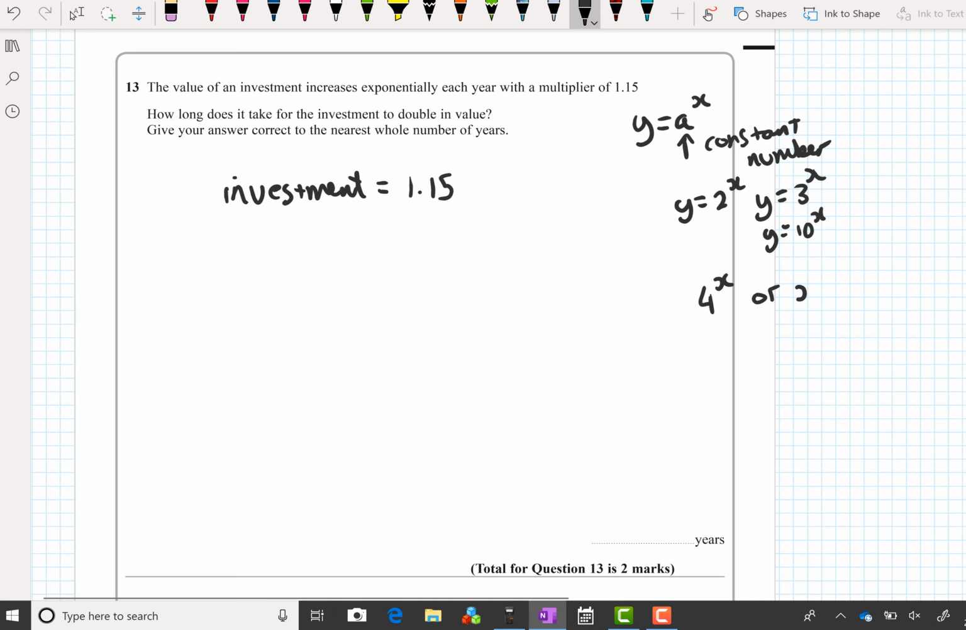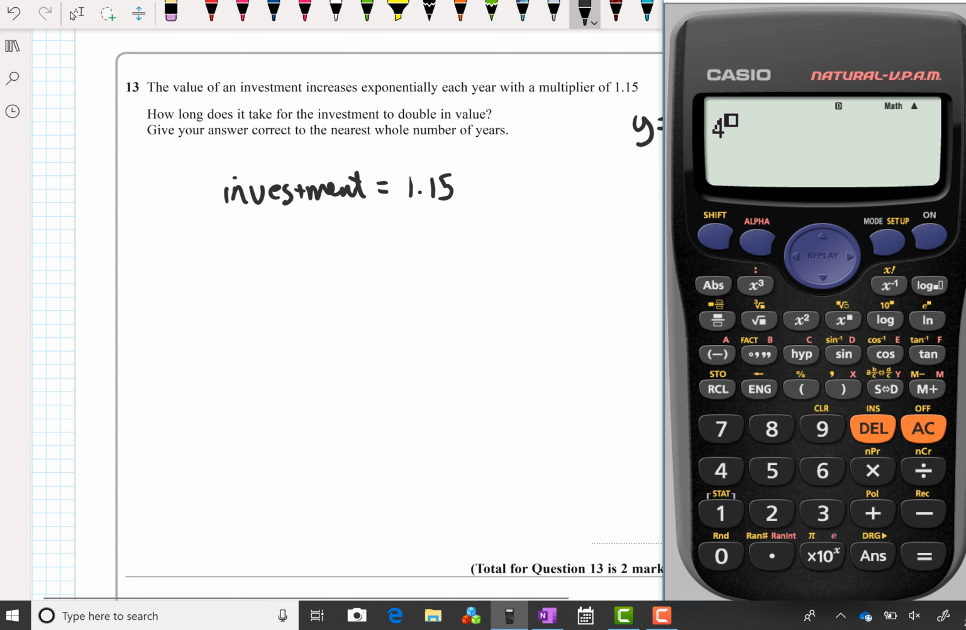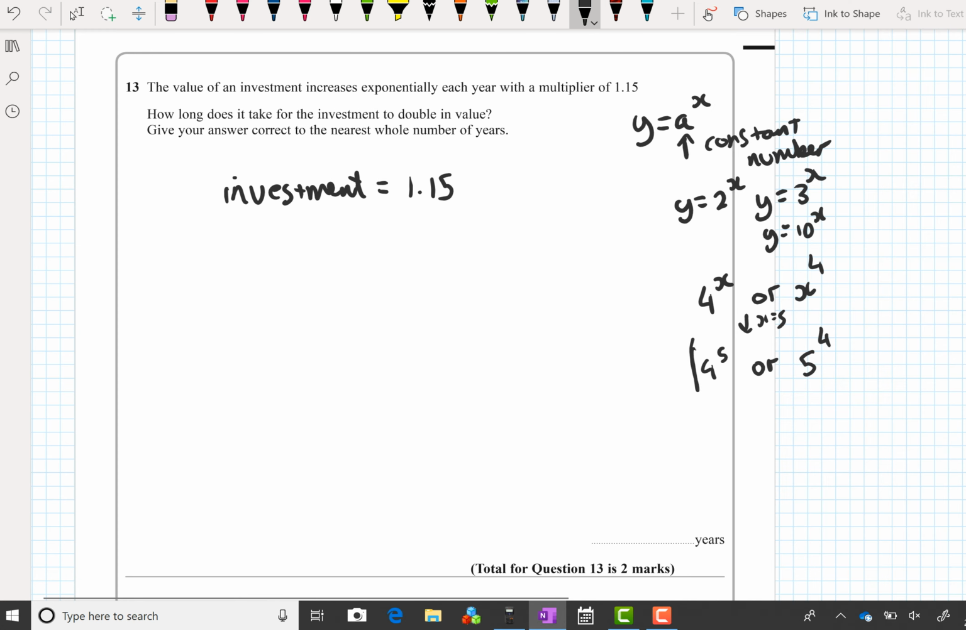If I say x is 5 here, that would be 4 to the power of 5 versus x is 5 here, 5 to the power of 4. Which is bigger, 4 to the power of 5, which is 1024, or 5 to the power of 4, which is 625. This one's bigger because this one grows much faster. When you put x as 10, 4 to the 10, that's much bigger than 10 to the 4. So it's really worth noting that, just understanding that this is what exponential growth looks like, equations of this form.